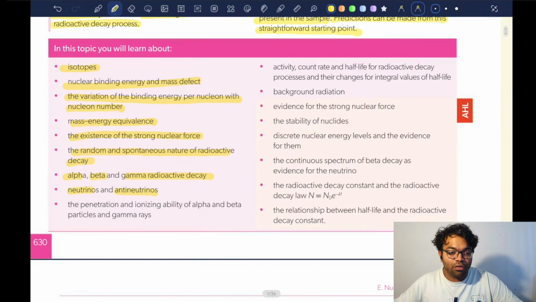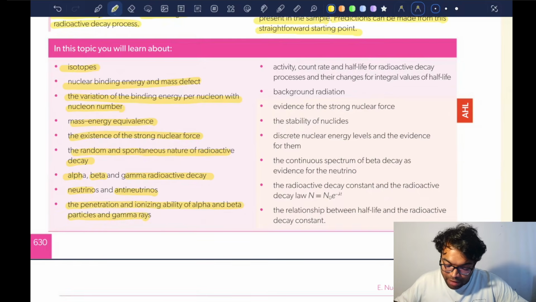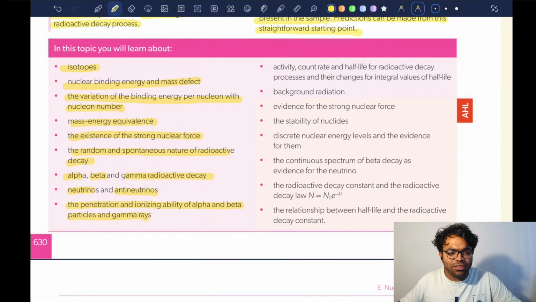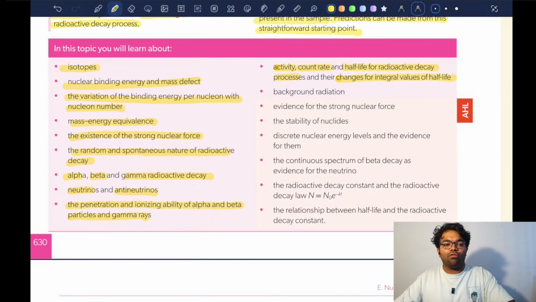Because that's not part of our physics. The penetrating and ionizing ability of alpha, beta particles and gamma rays, again a topic that I haven't studied. No problem. I will make myself a master in this topic as soon as possible. Now, then, activity, count rate, and half-life for the radioactive decay process, and their changes for integral values of half-life.